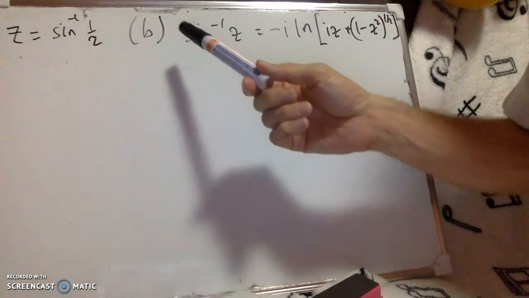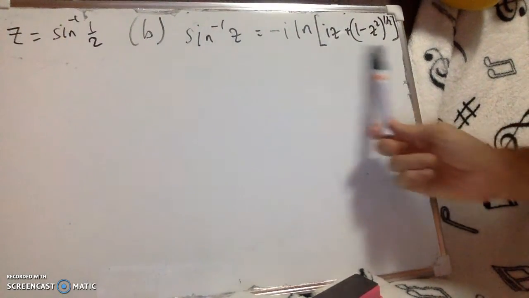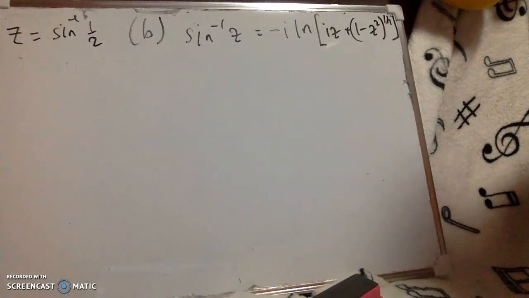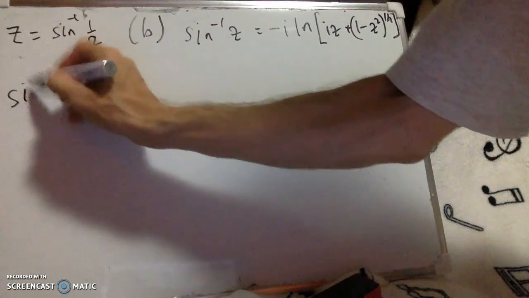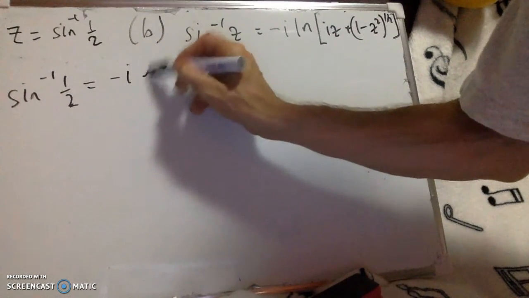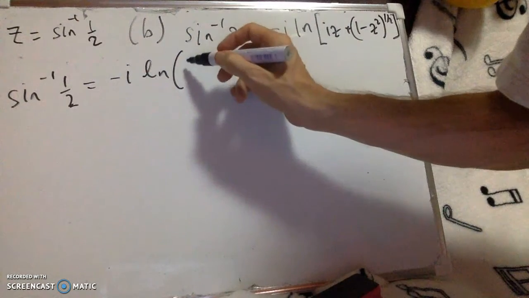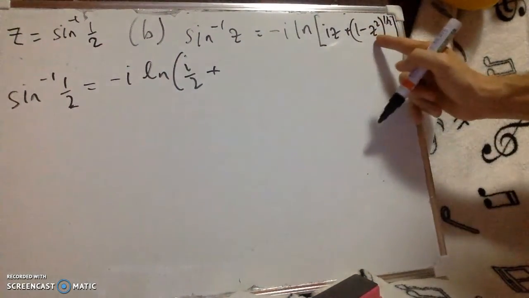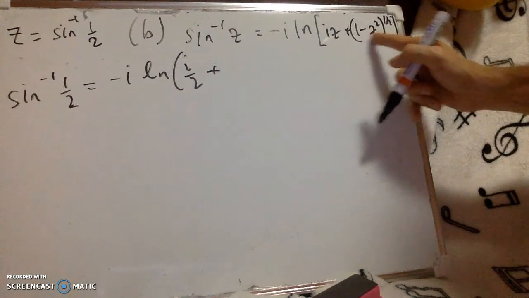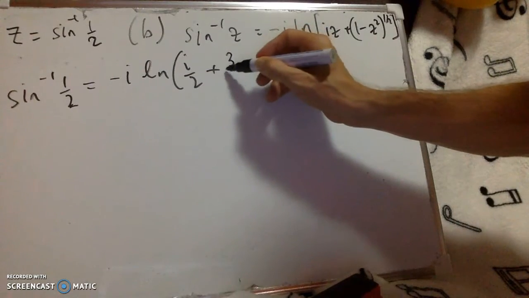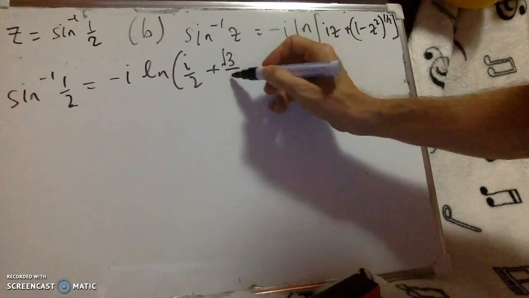The other way of doing it is to use the general formula for inverse sine of z, which is this expression here. So we just plug in the values. Therefore we get inverse sine of a half is equal to minus i log of i over 2 plus, then this is 3/4 square rooted. It's root 3 over 2.